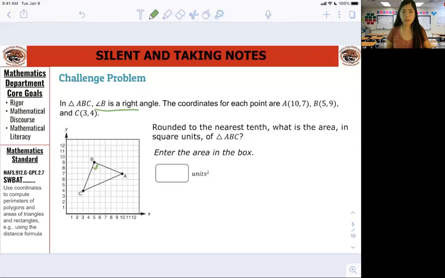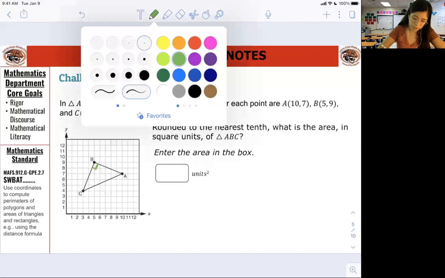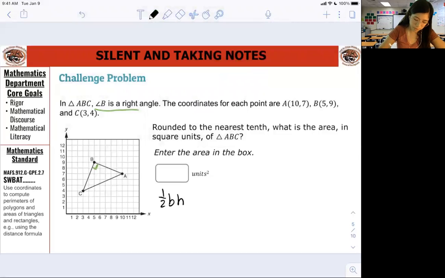Okay. All right, so let's take a look. Which one's going to be my base? BA. Okay. So if BA is my base, which one has to be my height? CB. Now you could have done it the other way. You could have said CB was the base and AB was the height, but either way it doesn't matter because you're just multiplying. It doesn't matter which order you put it in. But let's check our distances. So I'll do CB first.